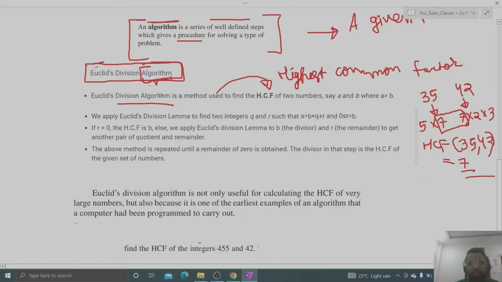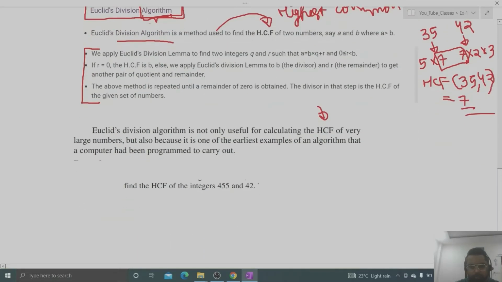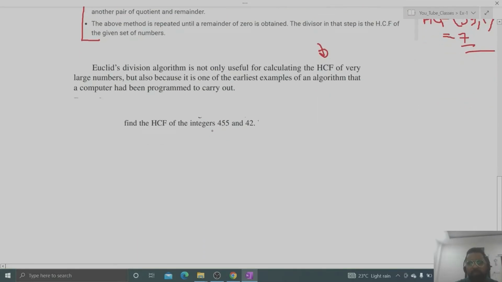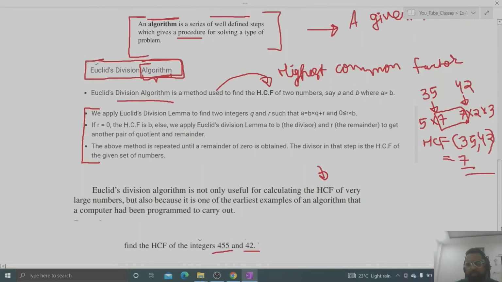So I will just show you this algorithm, how this algorithm works in finding the HCF. We will understand it with the help of an example, then I will explain these statements. So we will find the HCF of 455 and 42 with the help of Euclid's division lemma.